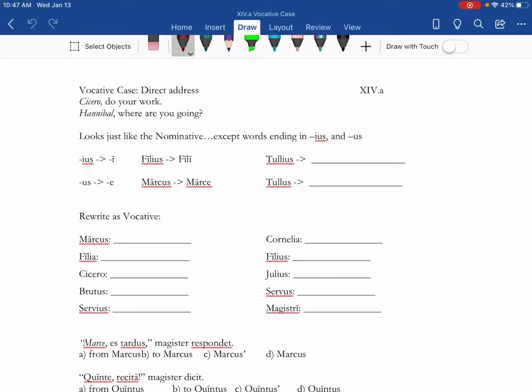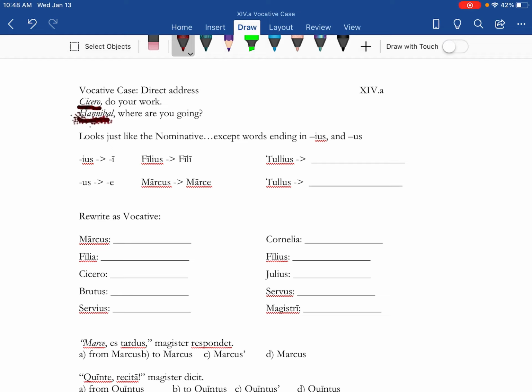Alright, so for this lesson, we are working with the vocative case. Vocative case is direct address, meaning you are calling someone by name, position, or rank. So a couple of examples. Cicero, do your work. You're addressing Cicero by name.